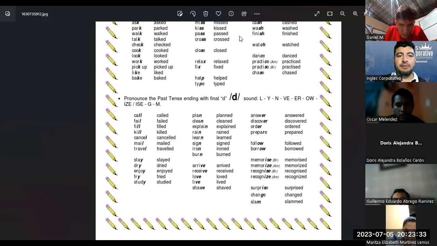And we have the other case with pronunciation of D, la pronunciación de la D. If the verb finishes with L, Y, N, E, R, W, G, M, normally you're going to pronounce, lo van a pronunciar con letra D. Por ejemplo, tenemos plan, planned, answer, answered, stay, stayed, arrive, arrived, memorize, memorized.